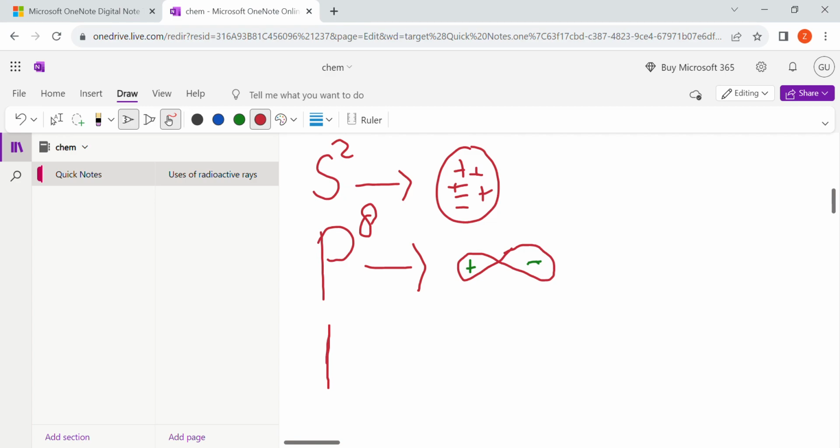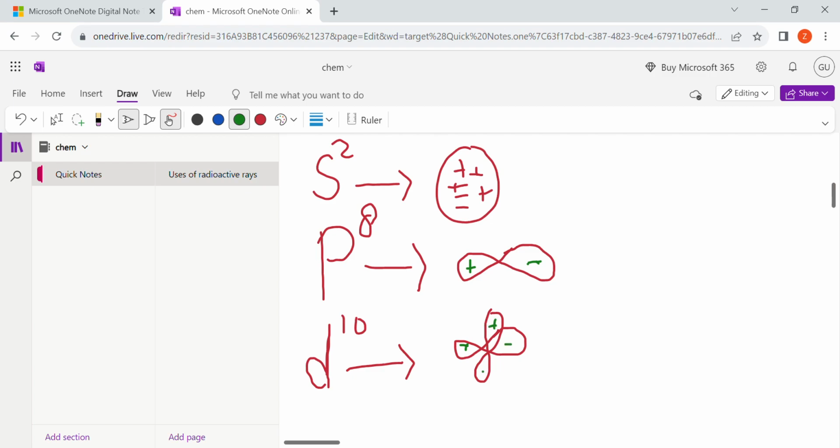S, P, D, F. Then we have D, and that has the capability to hold 10 electrons in its subshell, and the shape of the D is double dumbbell. Alright, in this way, double dumbbell, positive, negative, positive, negative.